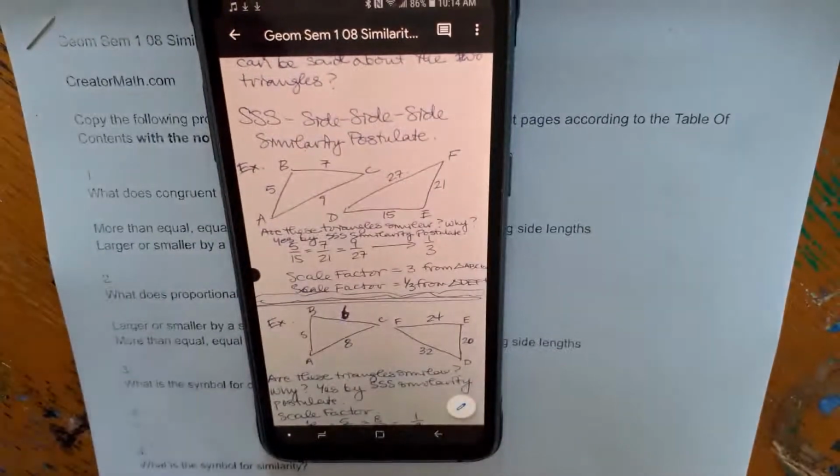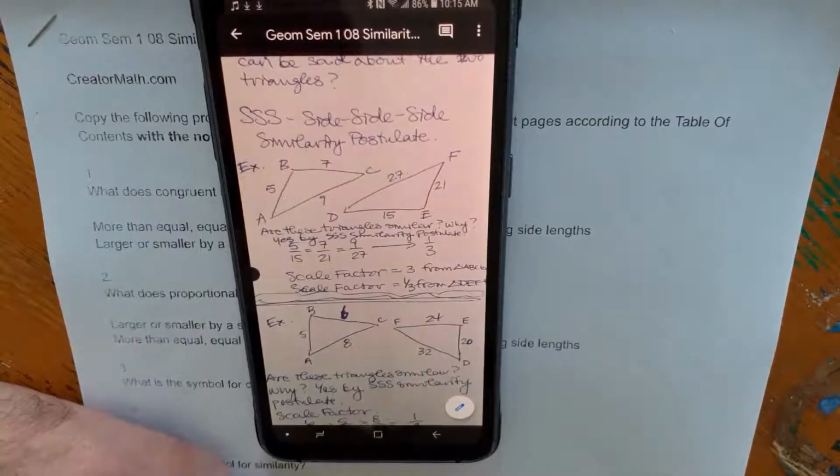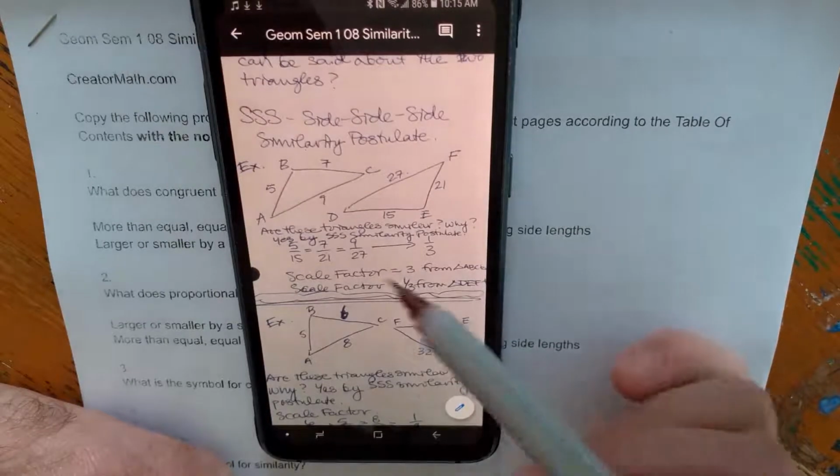We understand this. But in geometry, we mix it up on you, and we call this similarity. It's a little bit of a strange name, given the fact that the word similar means kind of alike in general conversation. But in geometry, it has a very specific meaning. It means proportional. The exact same shape, but different size, related by a scale factor.